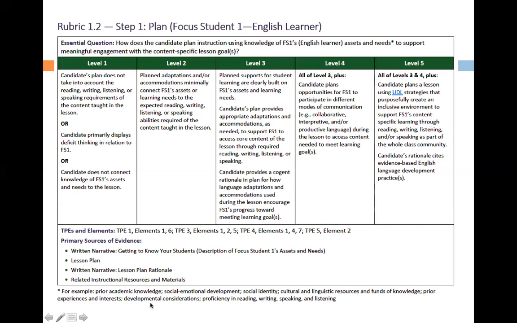Shoot for level 5. And then down here, it's going to show the evidence that you would be including: your written narrative, your lesson plan, your written narrative about how the lesson plan, why you did what you did, and then related instructional resources and materials that you might have used. This is where the UDL is going to come in if you're using visuals, audio, and whatnot to help support this student. So all of that you would be allowed to attach.